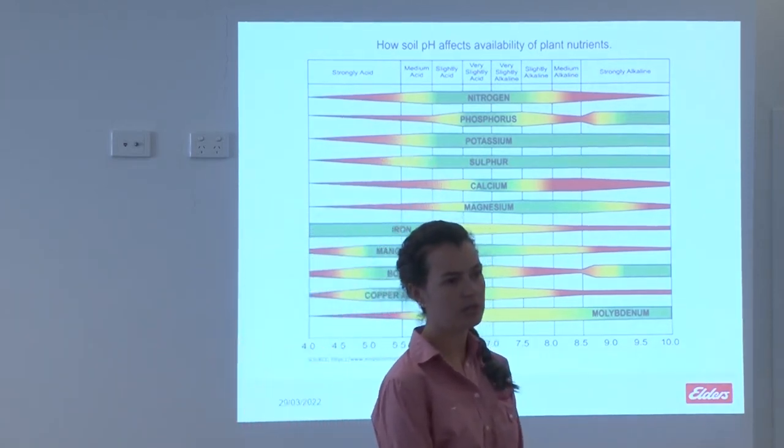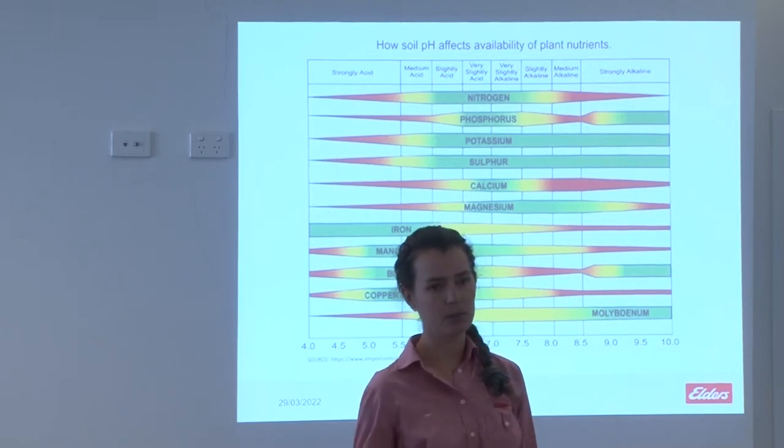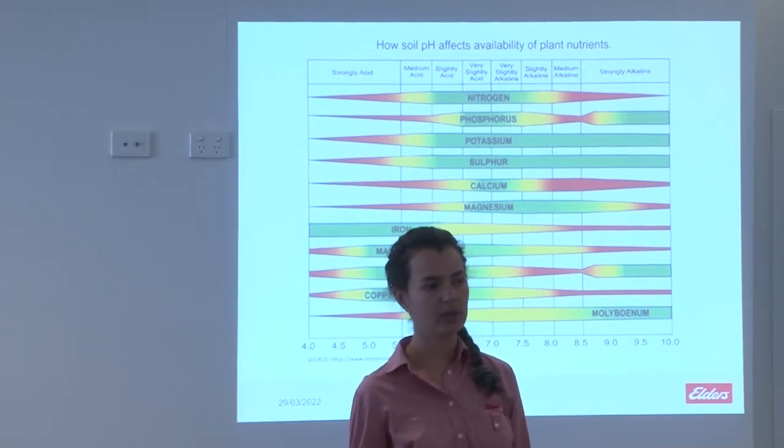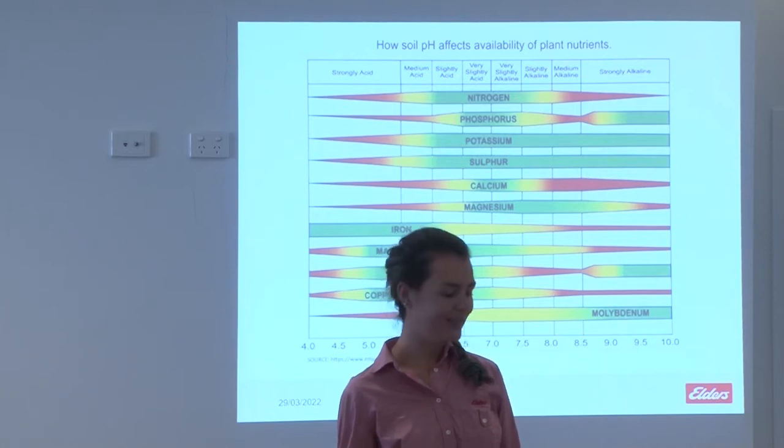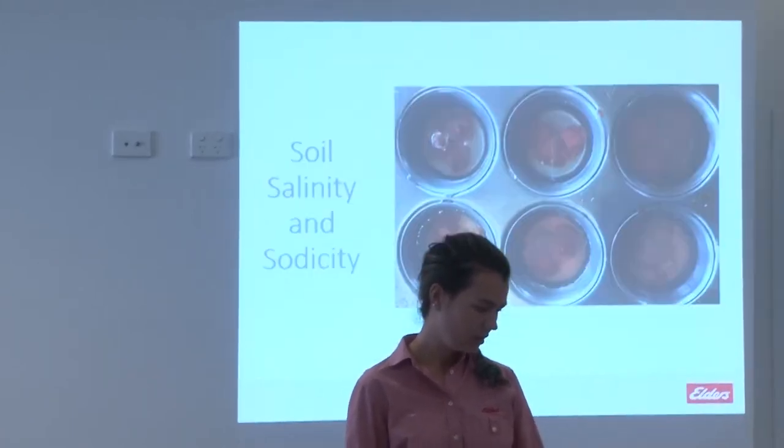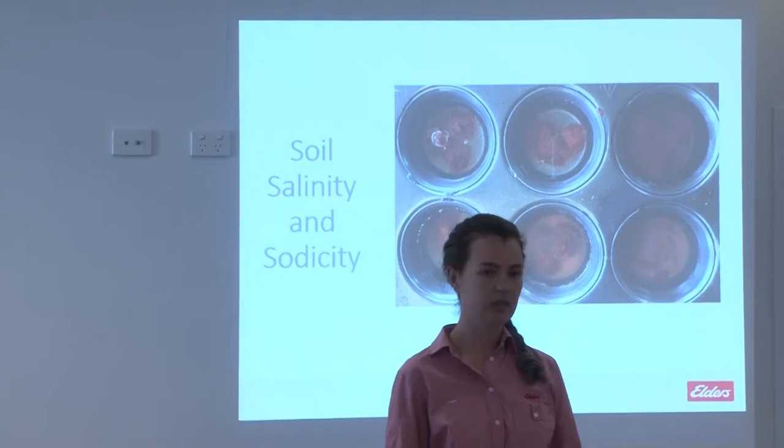Another reason pH can be important is when you're thinking of your rhizobia. So when you've got your legume rotation, they really hate acidic conditions, and so you'll get reduced nodulation, reduced nitrogen fixation there too. Then you've got your soil salinity and acidicity.